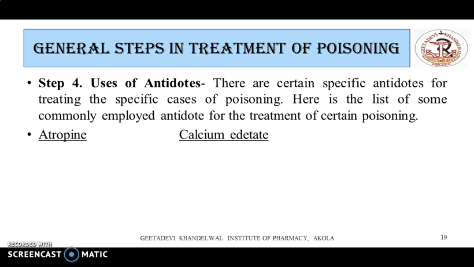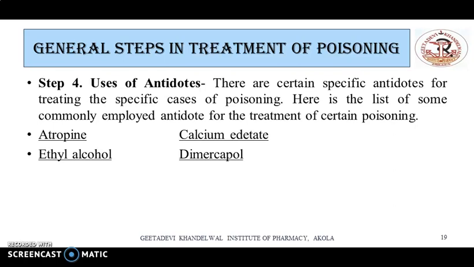Suicidal attempts in India due to these substances are the highest. So that's why for organophosphorus poisoning we use atropine. The next, calcium edetate, is used in lead poisoning. Calcium edetate is a chelating agent and this is used in lead poisoning.